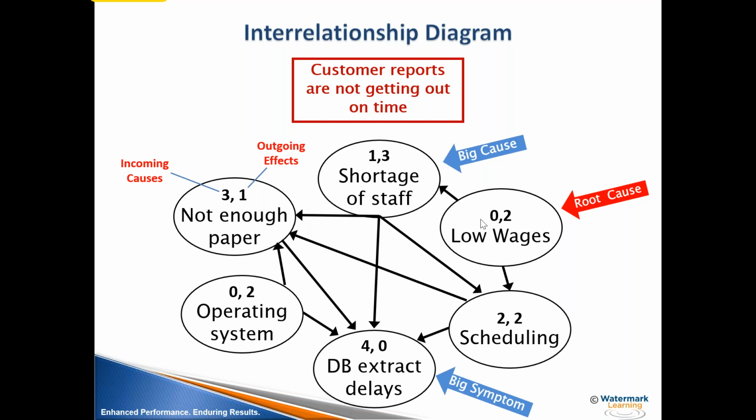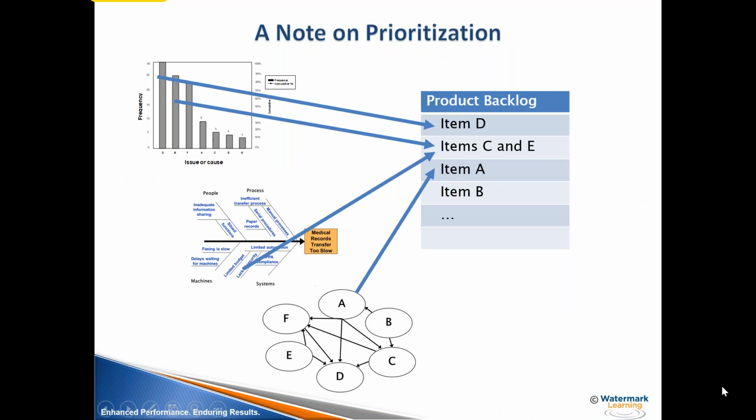So maybe what we need to do is fix the pay we give people, which in turn will help with staff shortages. There may be some other things. If we need to fix this problem in a hurry, we have to do some other mitigating things, but longer term, low wages will be the best ultimate solution for this particular problem. So there you have it. That's our 5.